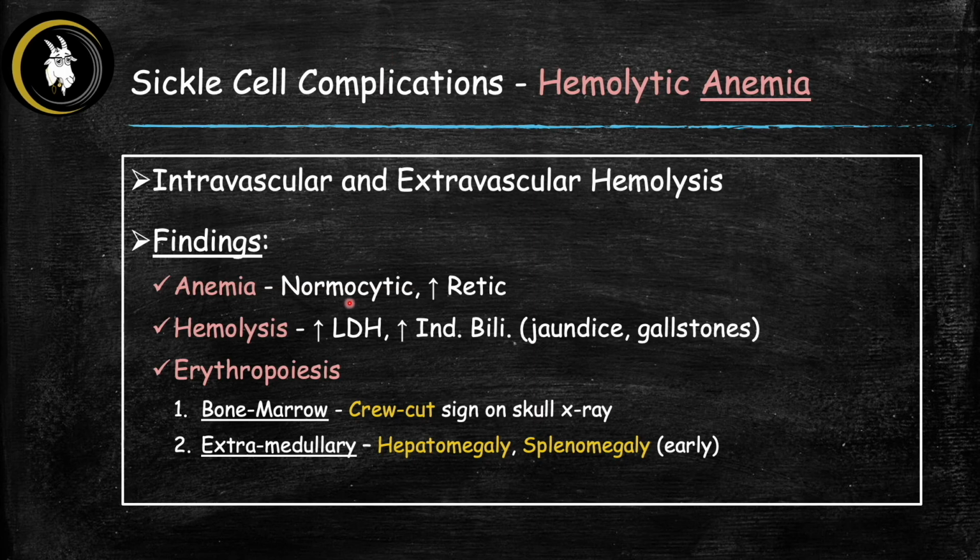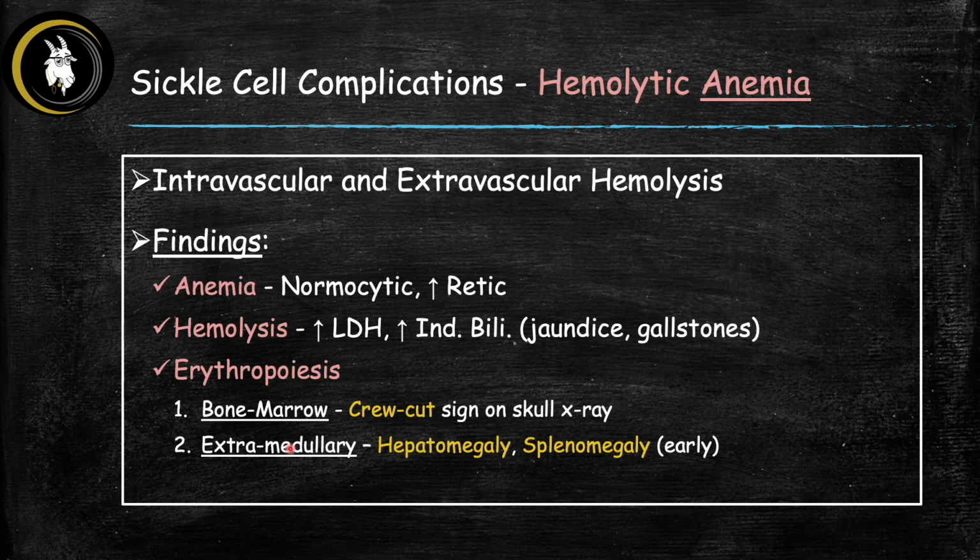And then finally, number 3, there's excessive erythropoiesis. In other words, the body is compensating for the severe hemolysis by trying to generate new red blood cells at a very high rate. This primarily happens in the bone marrow of the axial skeleton, so places like the cranium, ribs, vertebrae, and pelvis. And a classic board exam clue of severe hemolysis in sickle cell disease is a thickened skull on an X-ray, which is called the crew cut sign.